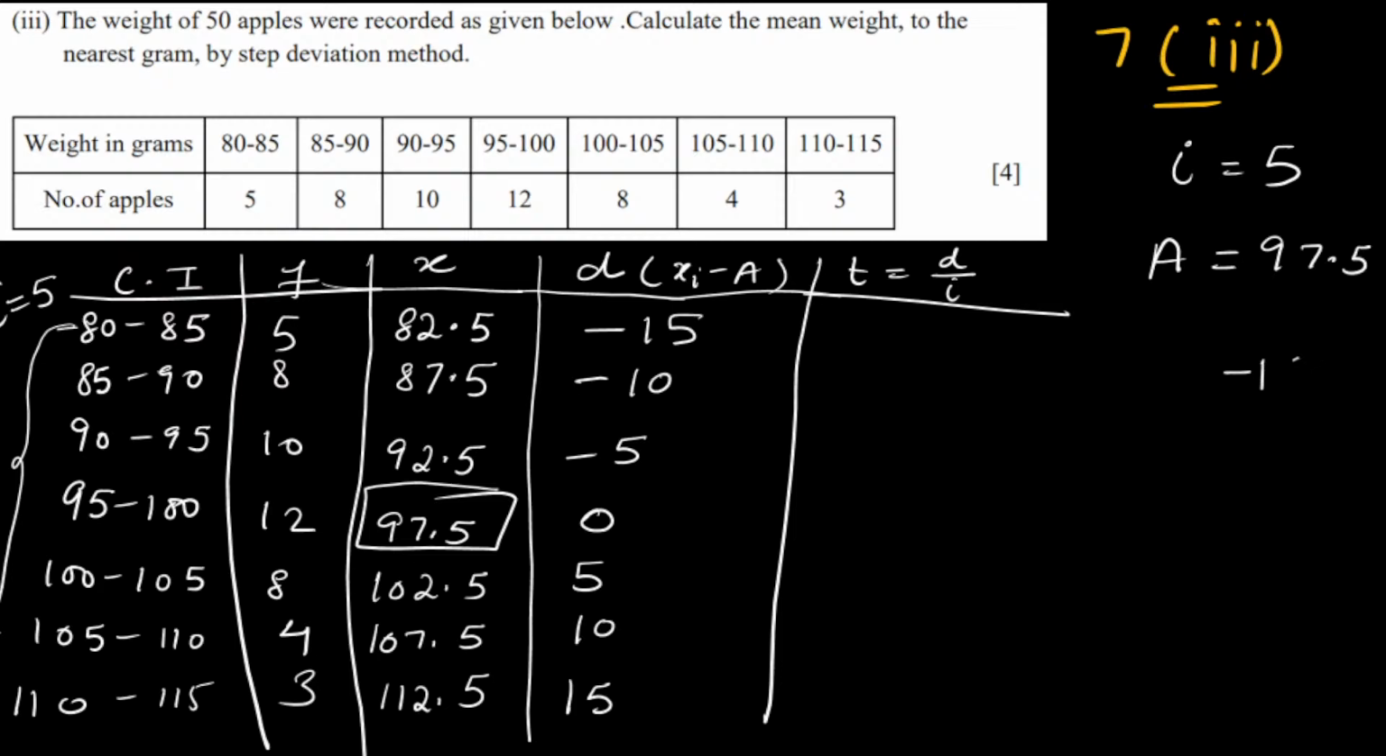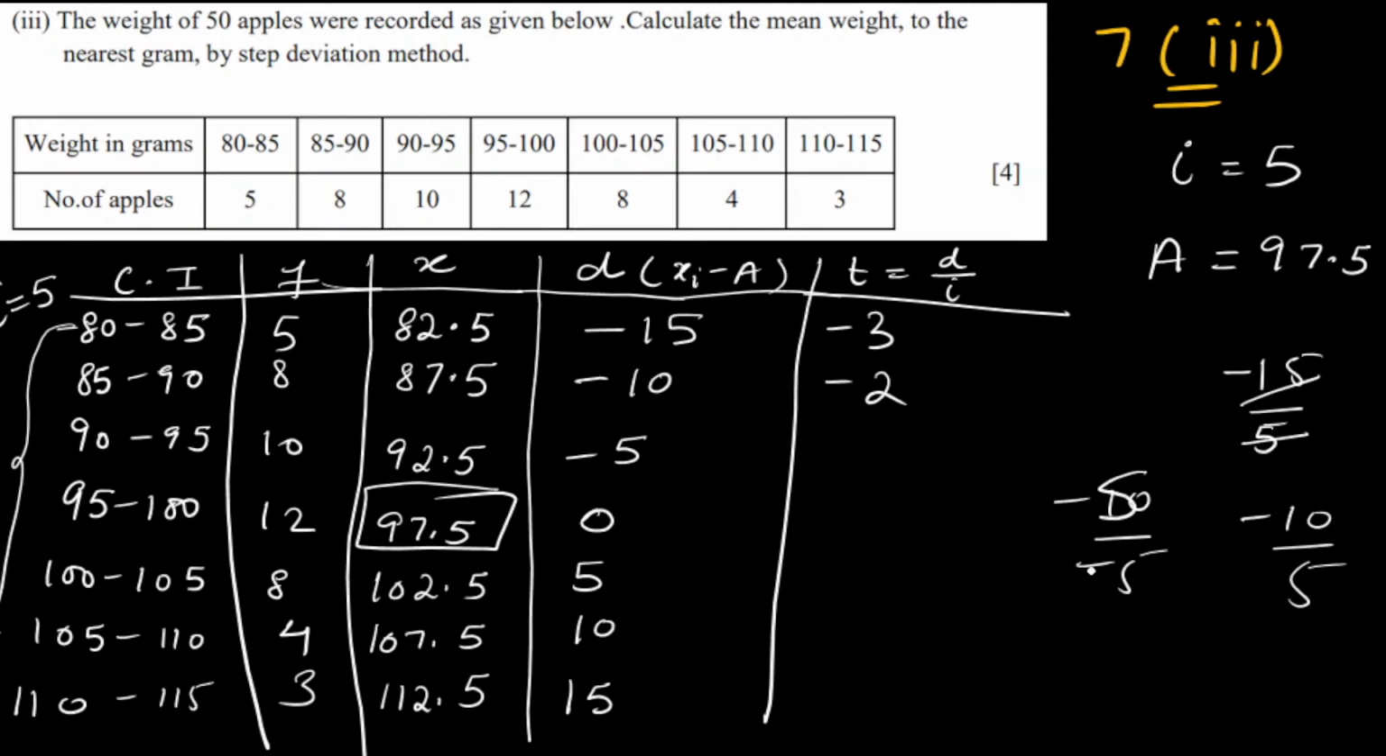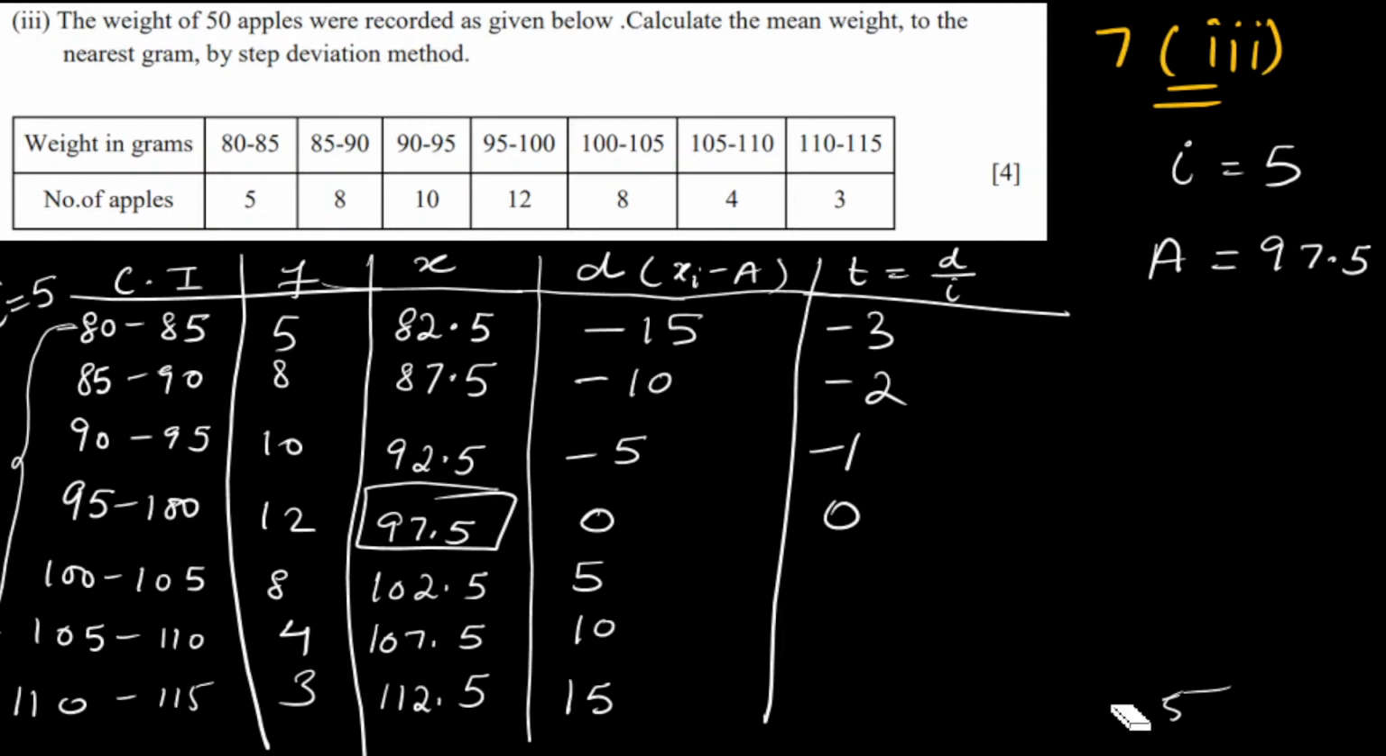So the first deviation is minus 15. Minus 15 divided by 5, what will we get? Let us check whether the answer is correct. Here we will get minus 3. Minus 10 divided by 5 will be minus 2. Minus 5 divided by 5 is minus 1. 0 divided by 5 is equal to 0. 5 divided by 5 is equal to 1.